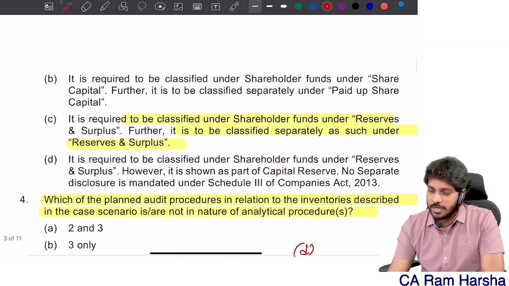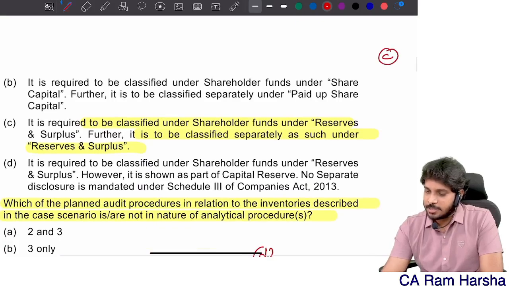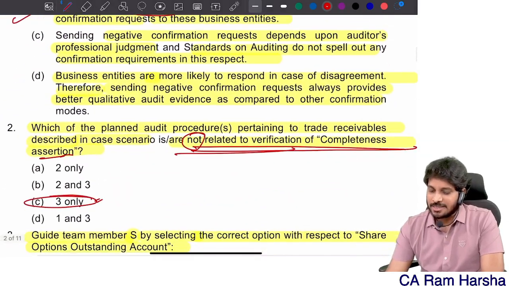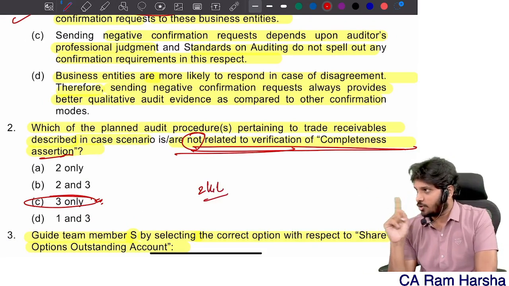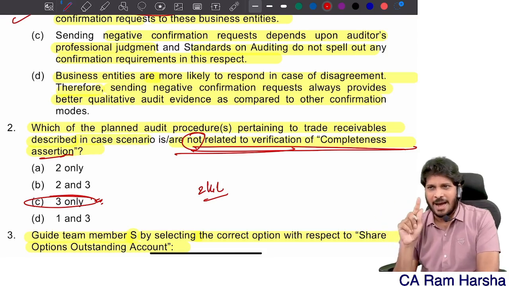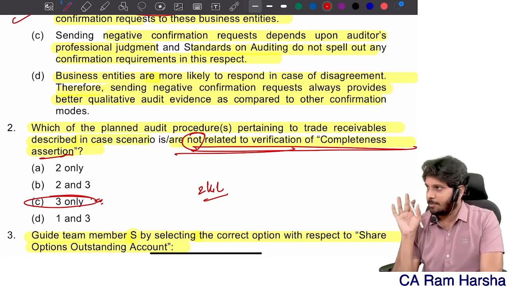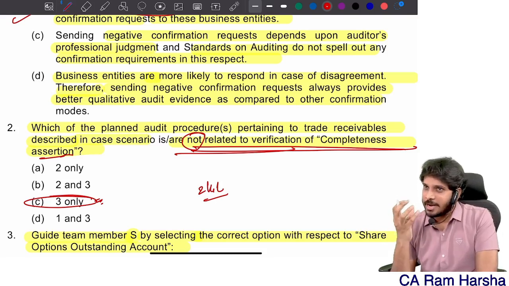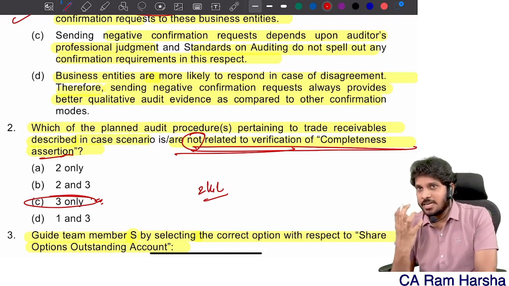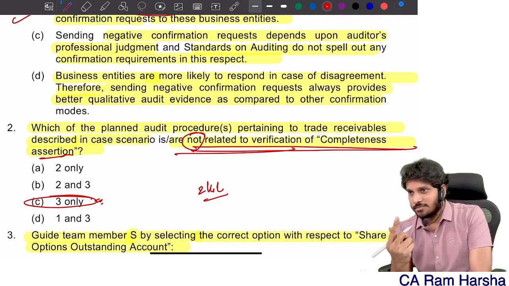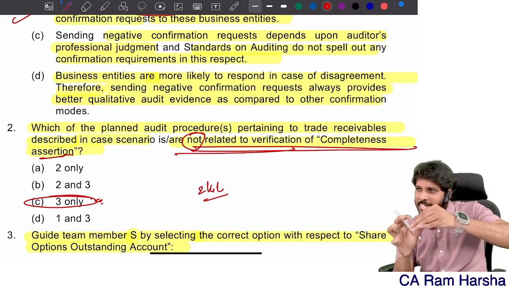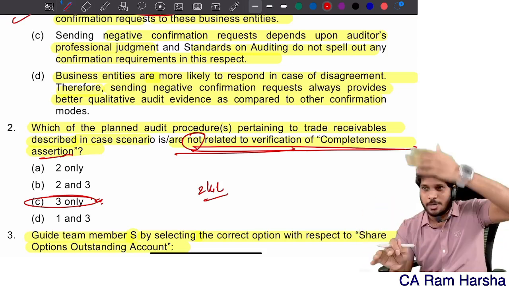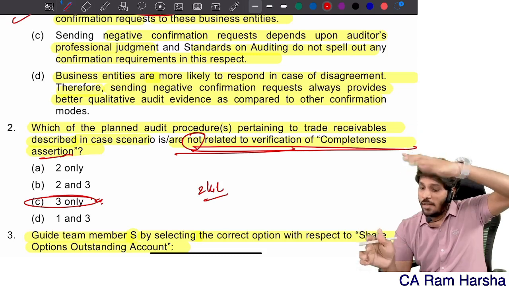So here it is D. Whereas for the trade receivables question, they said C, 3 only, but I feel it is 2 and 4. Both are not related to completeness assertion. They both are related to valuation. Bad debts verification will be related to completeness assertion. But again, bad debt can be recorded only when the sale is recorded. So whether sales are completely recorded or not, bad debt movement I may not look into, because bad debt will come into picture only when there is a sale. So on that logic, 3 is also right.